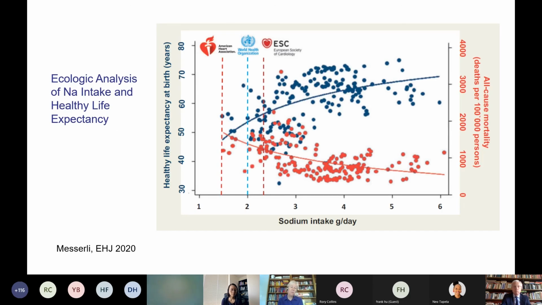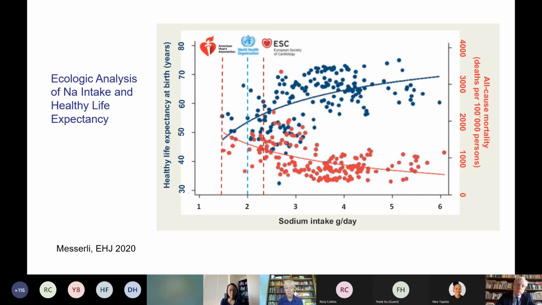I just want to mention another paper that was published last year in the European Heart Journal. This was an ecologic analysis of sodium intake and healthy life expectancy. So in the blue dots, it's looking at sodium intake. This healthy life expectancy seems to suggest that healthy life expectancy increases with increasing sodium. On the other hand, the all-cause mortality in red is decreasing with increasing sodium.